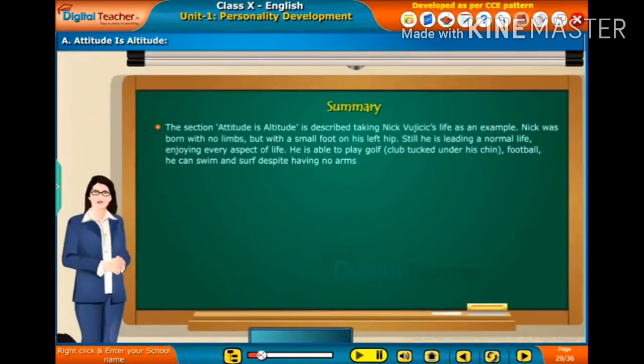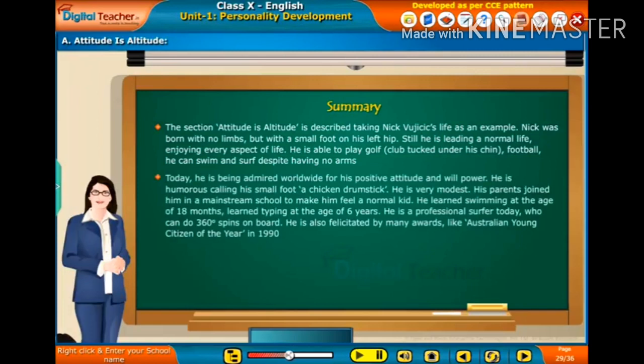Summary. The section Attitude is Altitude is described taking Nick Vujicic's life as an example. Nick was born with no limbs but with a small foot on his left hip. Still, he is leading a normal life, enjoying every aspect of life. He is able to play golf, club tucked under his chin, football, he can swim, surf despite having no arms. Today, he is being admired worldwide for his positive attitude and willpower. He is humorous, calling his small foot a chicken drumstick.